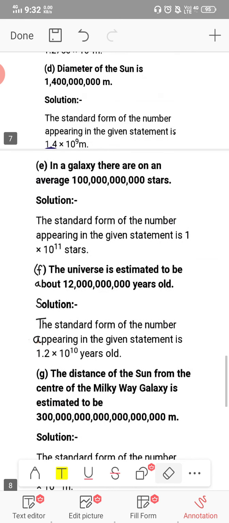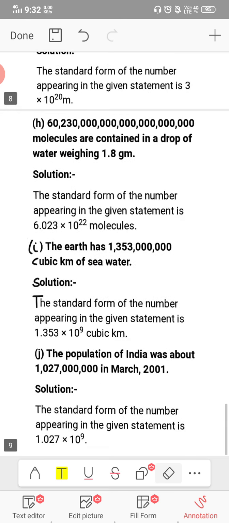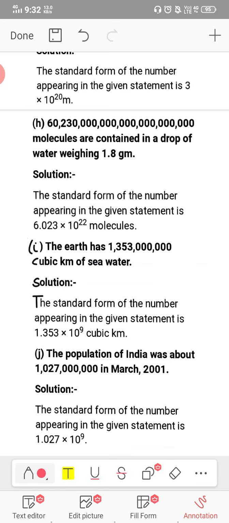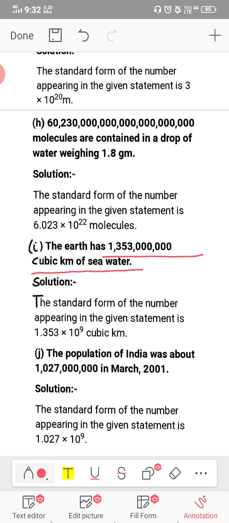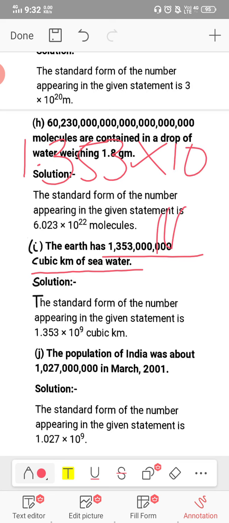Now moving on to the last part, the earth has this cubic kilometer of sea water. So how to convert it into standard form? We will write it 1.353 into 10 to the power, count करते हैं 1 2 3 4 5 6 7 8 and 9. So it is 10 to the power 9 is the answer, cubic kilometer.